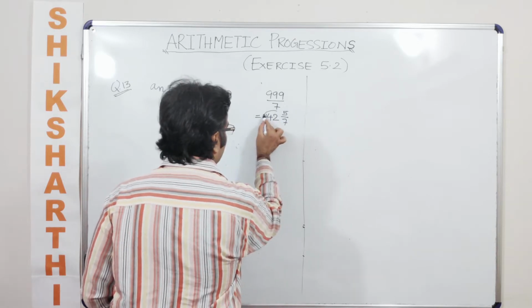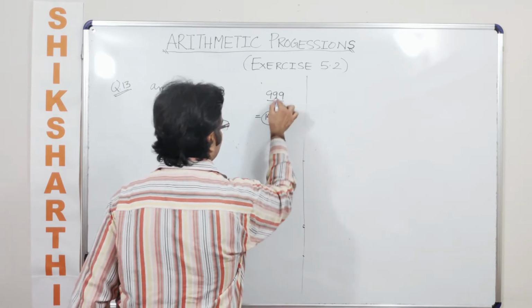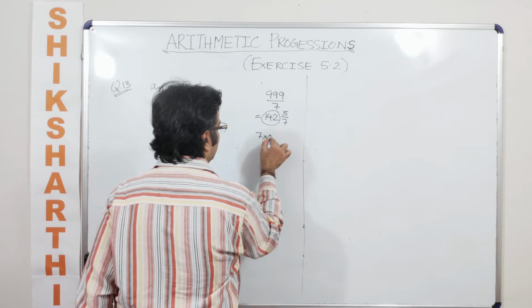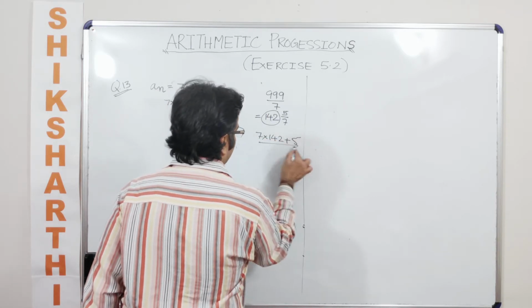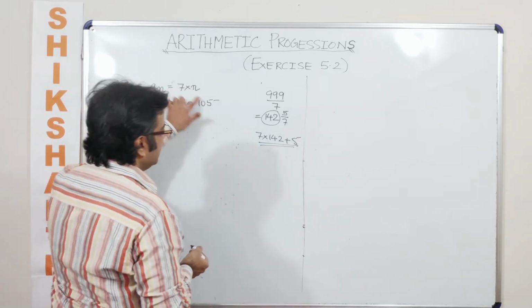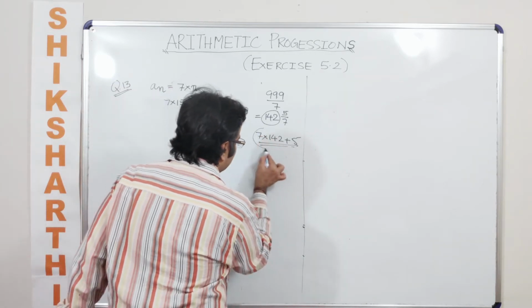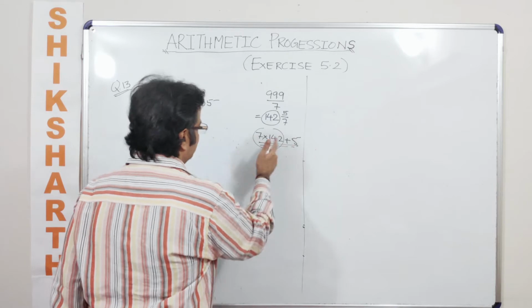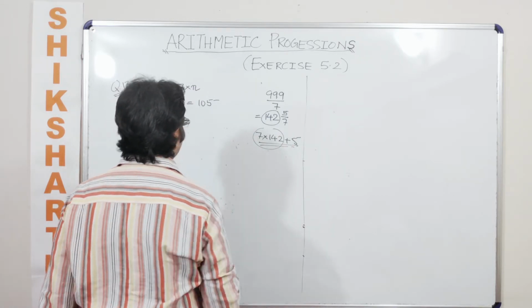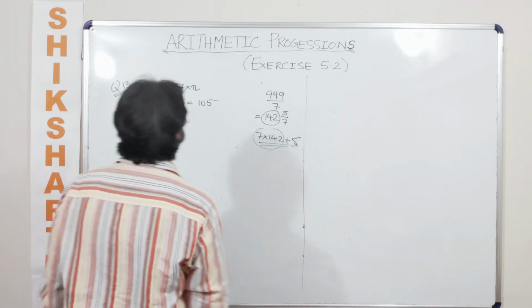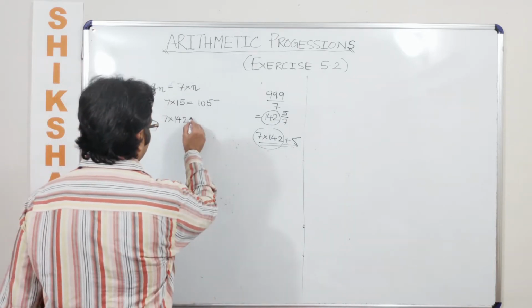So which multiple am I talking about now? Can I say that this can be written as 7 into 142 plus 5? Right? But we are not looking for 7n plus 5. We are just looking for 7n. So which is the last multiple of 7 that you will get from here? Can I say it will be 7 into 142? Right?